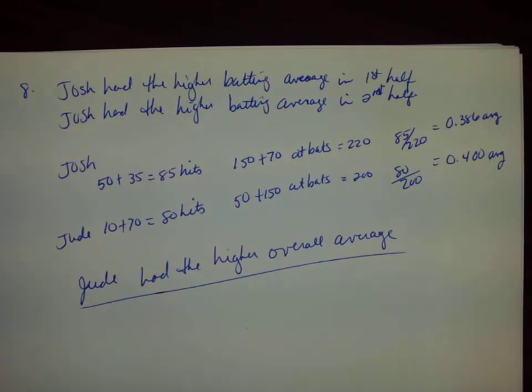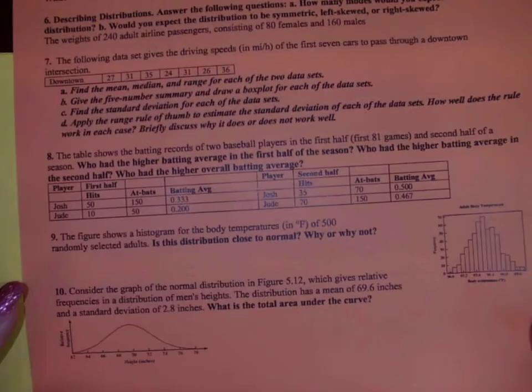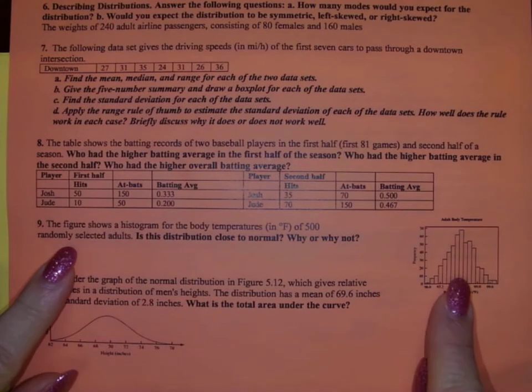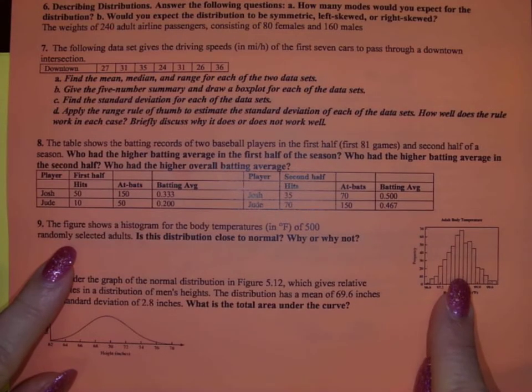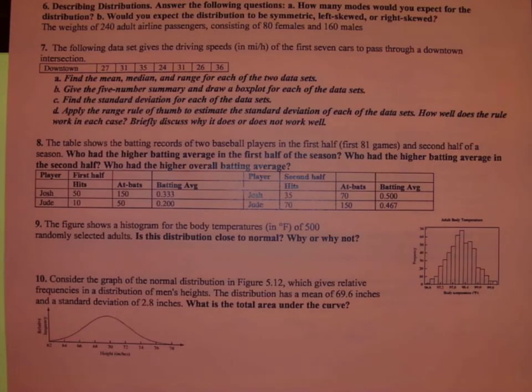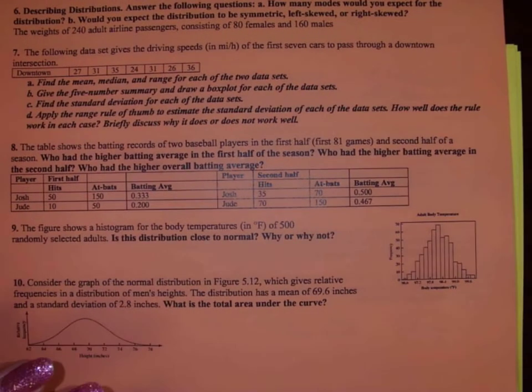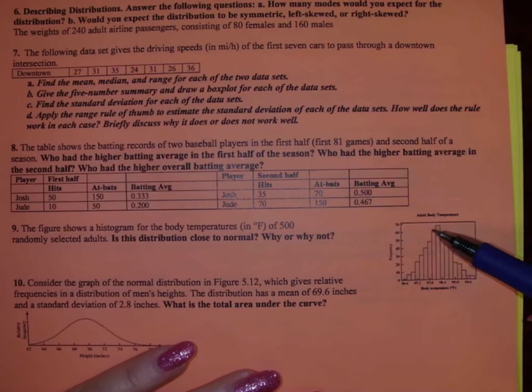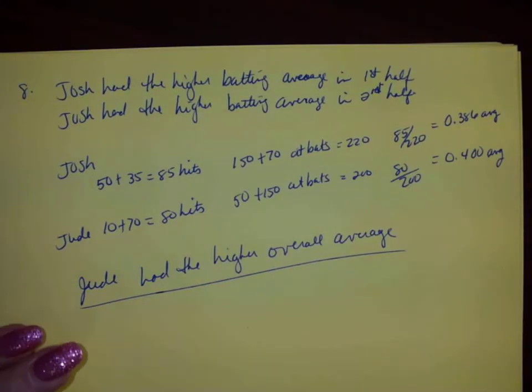All right, on to number 9. So the figure over here to our right shows a histogram for body temperatures in degrees Fahrenheit, of 500 randomly selected adults. Is the distribution close to normal, and why or why not? So if you remember, a normal distribution gives you like a bell curve, right? Do we see a bell curve here? It goes up and it kind of comes down. So it looks pretty normal, so the answer will be yes.